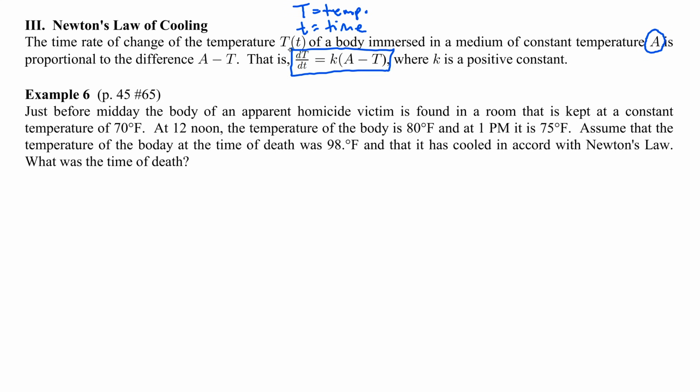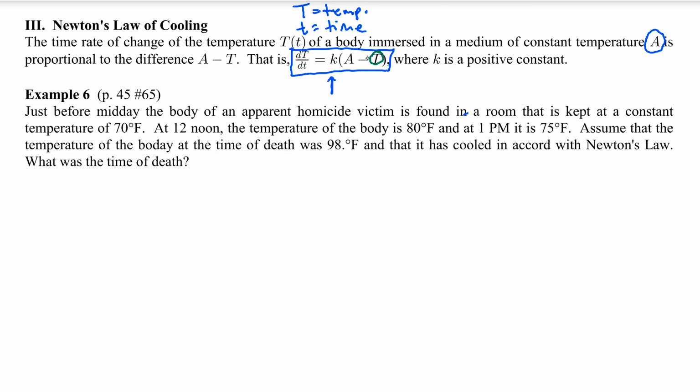So the rate of change of the temperature, capital T, with respect to time, little t, is proportional to, so K is our constant of proportionality, the difference between A, the temperature of the surrounding medium, minus capital T, the changing temperature of the object in question. And again, K is a positive constant. So observe here that capital T is the dependent variable, not the independent variable. So I cannot solve this by direct integration. We'll have to solve it by separation of variables.